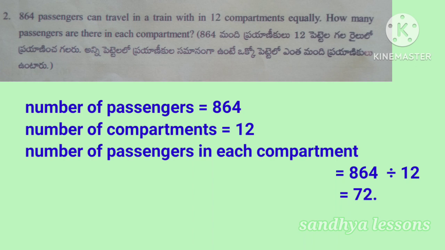Number of passengers in each compartment. We can get this by dividing number of passengers with number of compartments. That is 864 divided by 12. That is equal to 72. Number of passengers in each compartment is equal to 72.